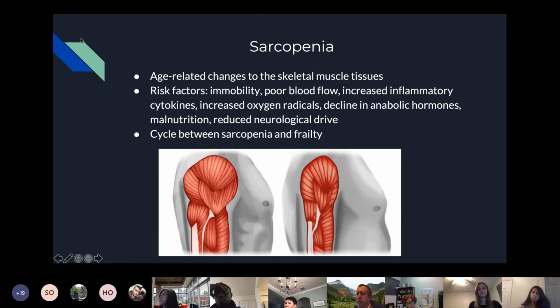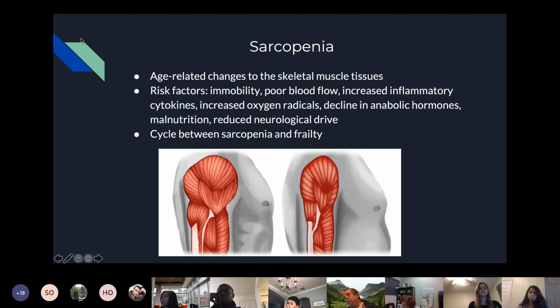So there's this cycle between sarcopenia and frailty. Sarcopenia can lead to frailty and frailty can lead to sarcopenia. And they're hard to tell the difference because they have a lot of things in common. Frailty is a pretty big concern because it can lead to falls in the elderly population especially. It can also lead to disability, increased rates of hospitalization, admission, and death.